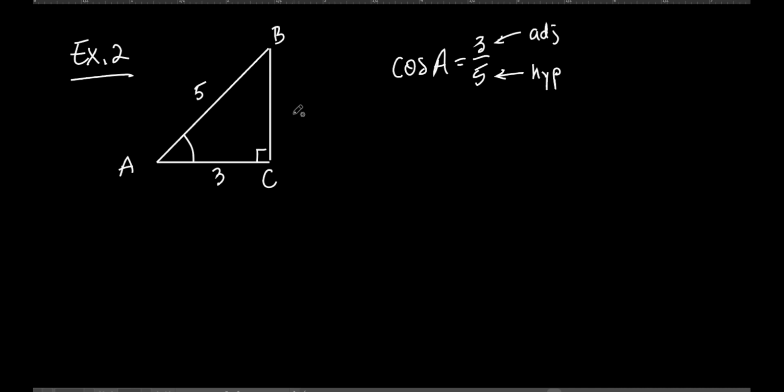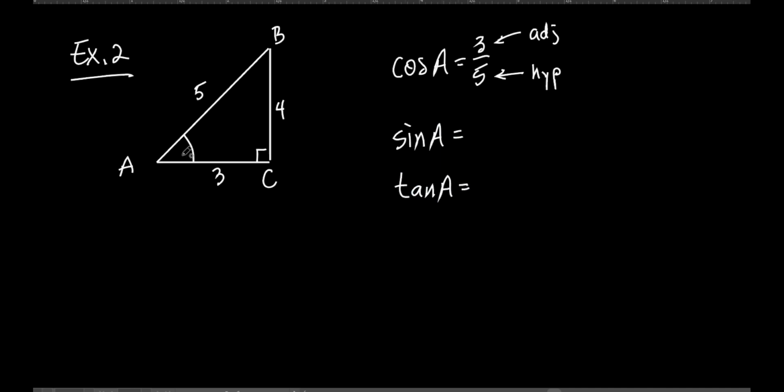We could do it easy because it's a 3, 4, 5 triangle. It's not always going to be that easy. Sometimes you might have to do some Pythagorean theorem like we did on the first example. Agreed? All right, so there's our triangle. So the question is, we want to find now what is the sine of A and what is the tangent of A.